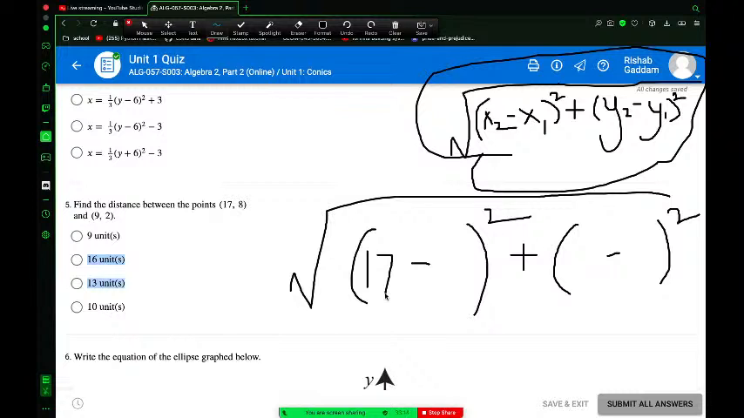17 minus 8. Okay, so you're not supposed to do 17 minus 8. You're actually supposed to do 17 minus 9. And then you're supposed to do 8 minus 2. Oh, okay.